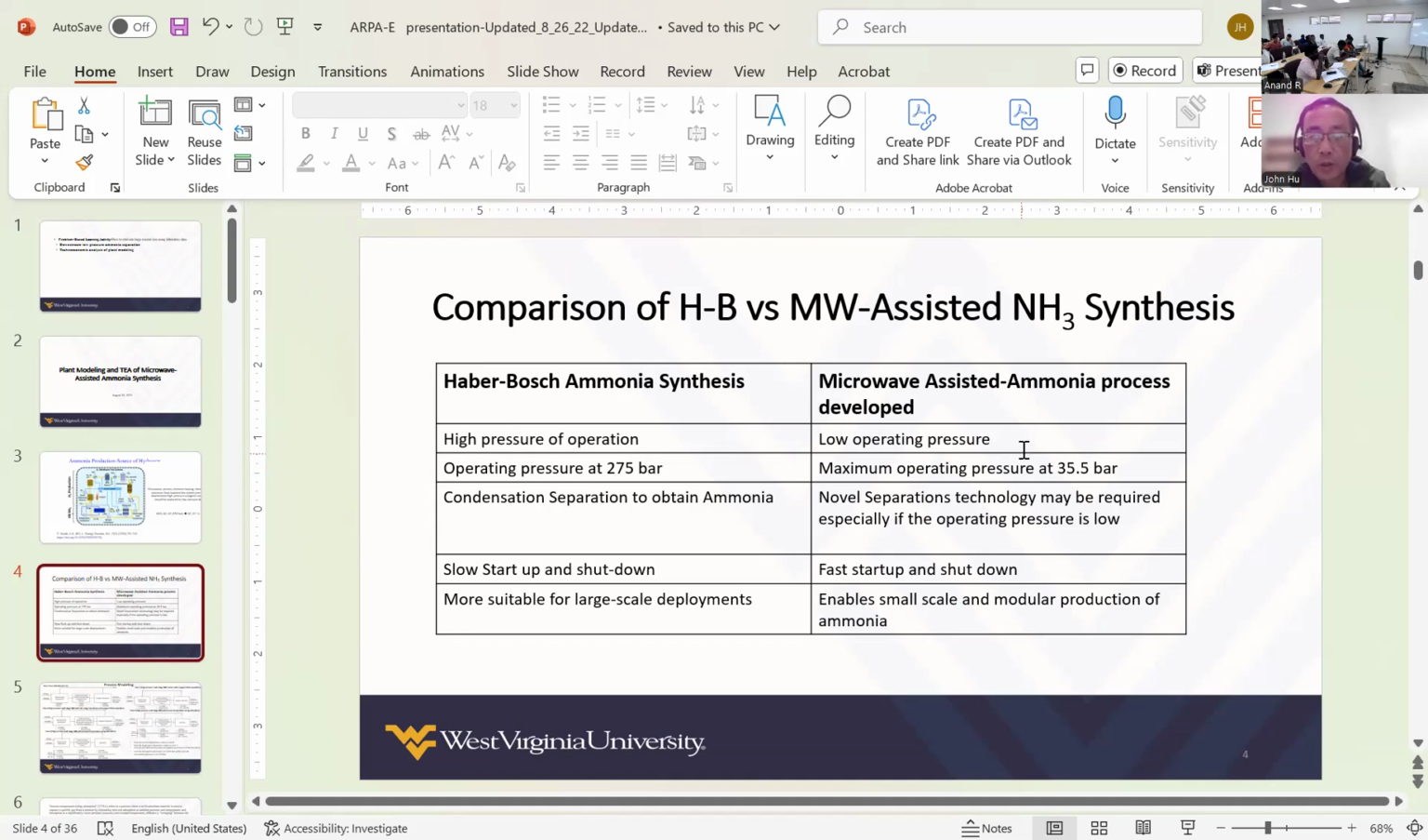It's a low pressure operation, and the Haber-Bosch plant we chose operates at 275 bars. Typically, a Haber-Bosch plant operates at 250 to 300 bars, but we chose 275 bars in our simulation. For the microwave, we operate from ambient pressure to 35 bars. I would say the maximum operating pressure is 35 bars.